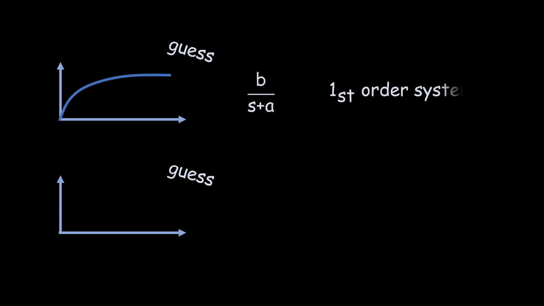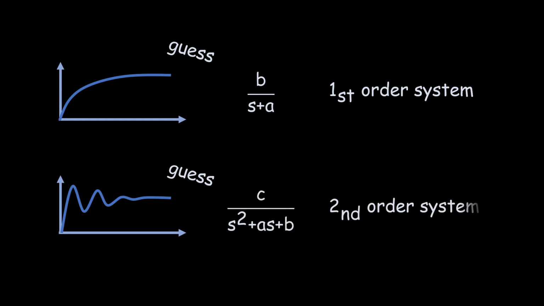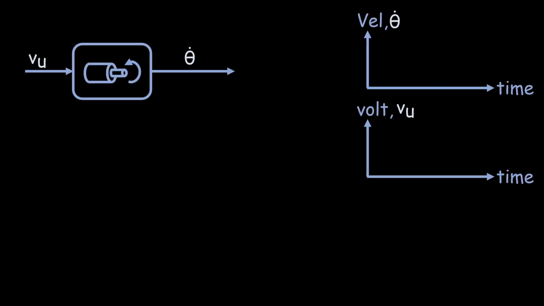The second method is to guess the system's model. For example, if the system's response looks like this, we can guess it is a first-order model. If the system's response looks like this, we can guess it is a second-order model. Take a DC motor as an example. If the input is voltage and the output is speed, it will look like this.